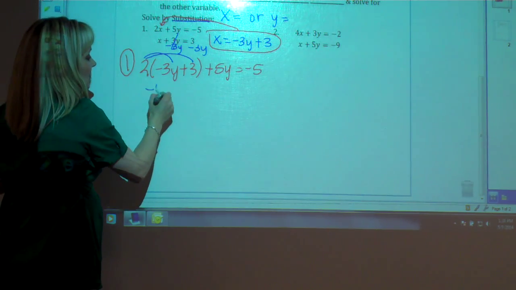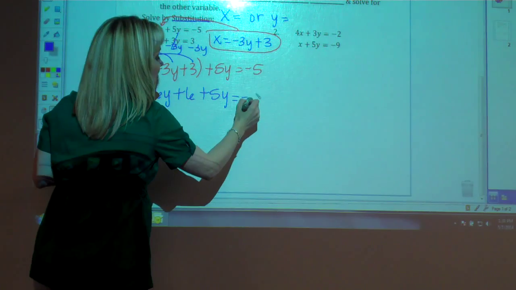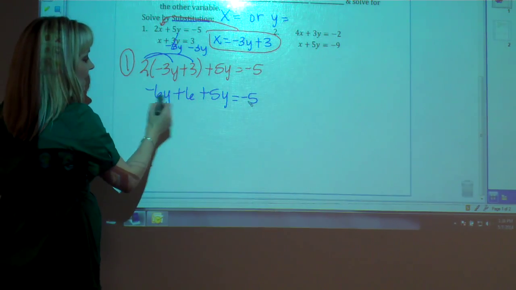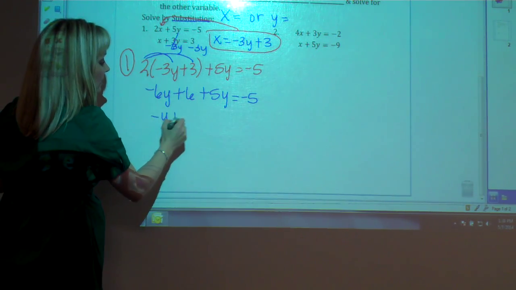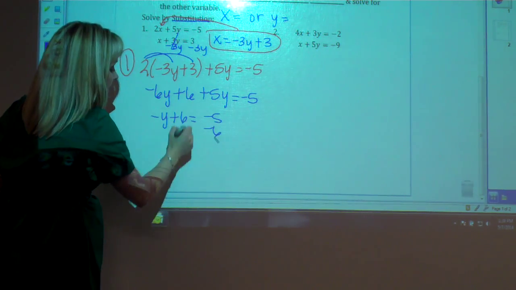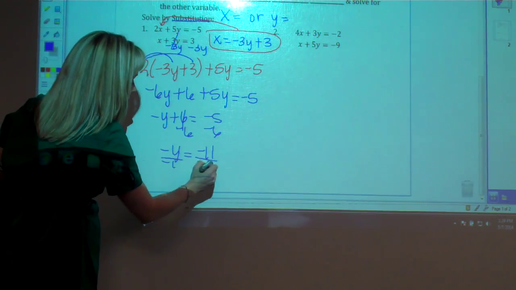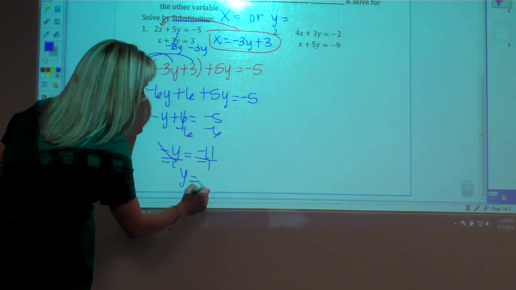When I distribute, I get negative 6y plus 6 plus 5y is equal to negative 5. This gives me negative 6y plus 5y is negative y, plus 6 equals negative 5. When I subtract 6, I get negative y is equal to negative 11. When I divide by negative 1, I get y is equal to 11.